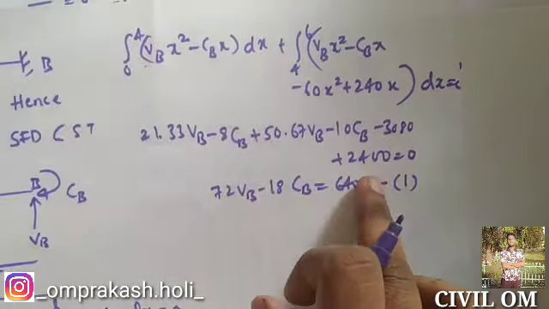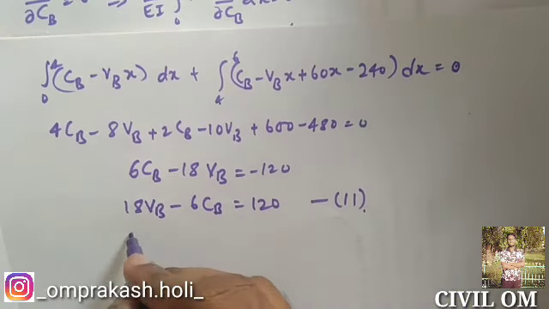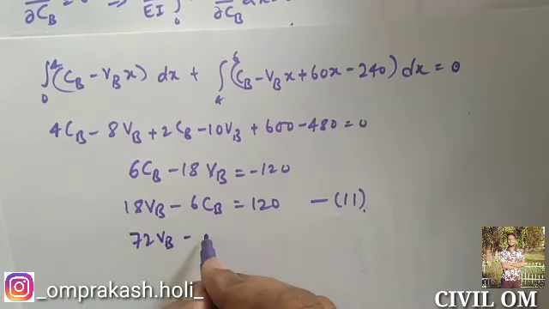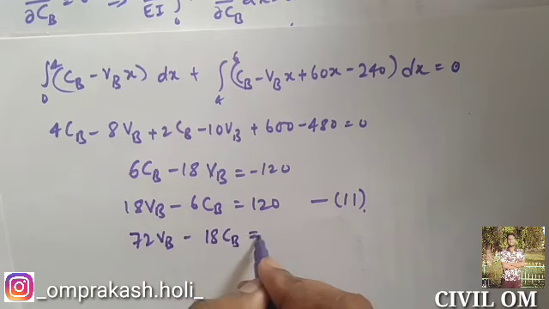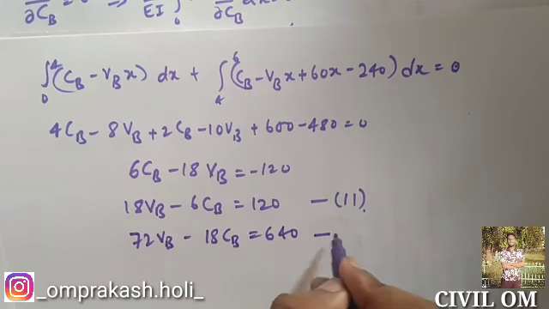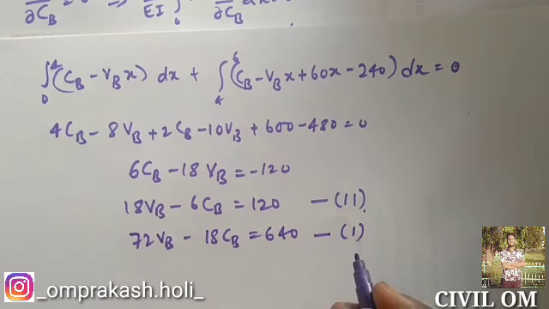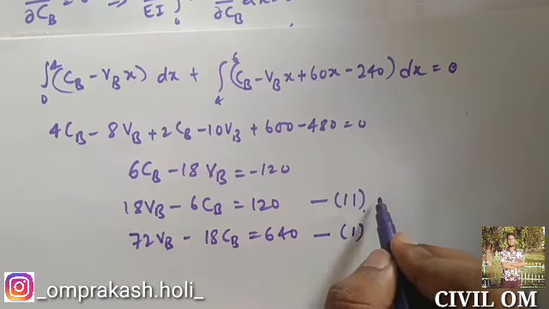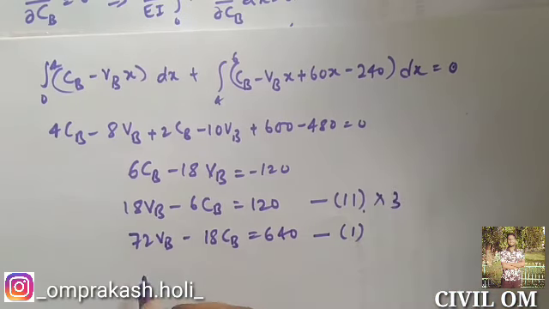Previously we have got the first equation. Write that first equation again here. What was the first equation we got? 72 VB minus 18 CB is equal to 640. So this was the first equation we got. For the second equation, we'll multiply it with 3, and the equation we get is 54 VB minus 18 CB is equal to 360. So this is our third equation.